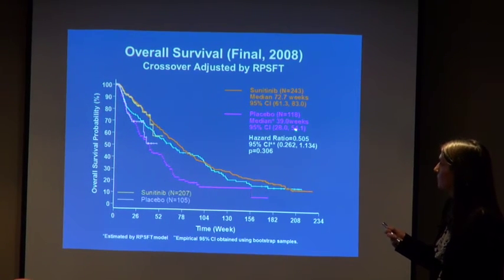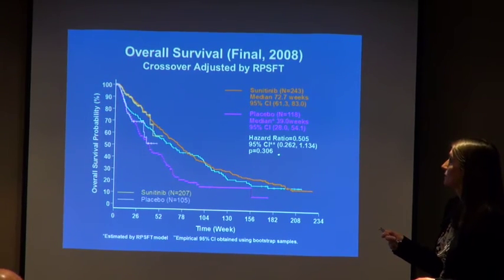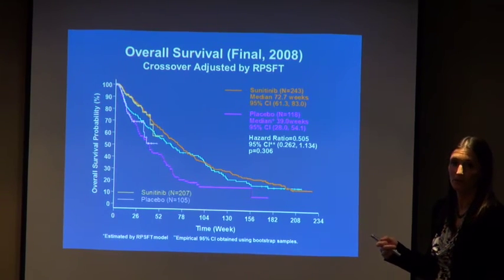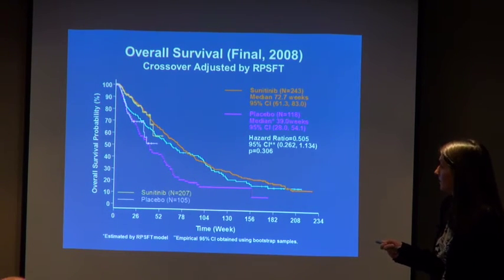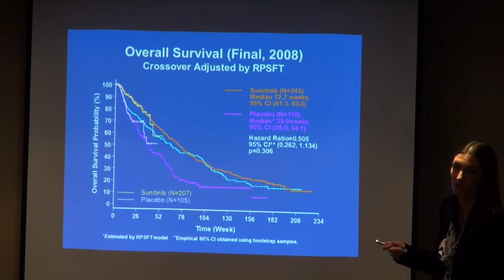And the hazard ratio improved. It was previously 0.876, and now it's 0.505. Notice the p-value stays the same because we don't get any additional power when we do this analysis. But you can see now how the Kaplan-Meier curve has really separated a lot more. This is the adjusted placebo curve, and this is the unadjusted for switch. And it seemed to be a lot more consistent with the early interim analysis, which had looked good.